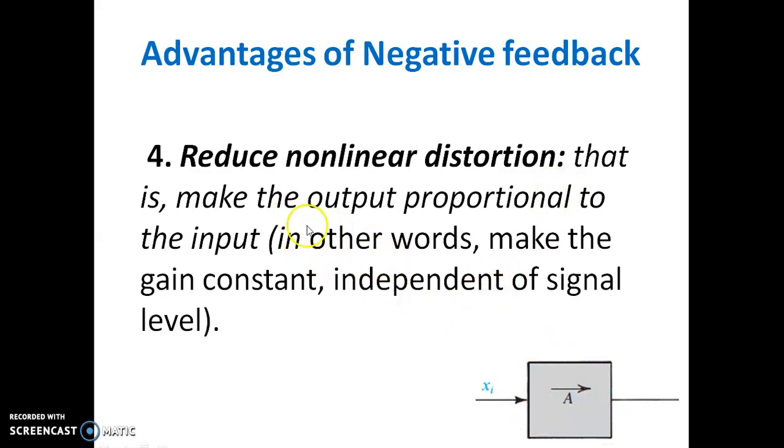It makes the output voltage proportional to the input; in other words, it makes the gain constant, independent of the signal level. So if the signal level is 10 millivolt, the gain should be X. Even if it is 100 millivolt, it should again be X. It should not reduce as the input amplitude increases. We want to ensure that it is independent of the signal level.